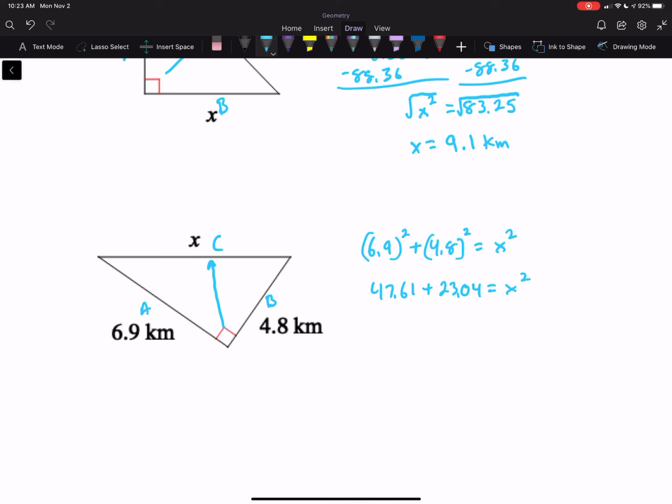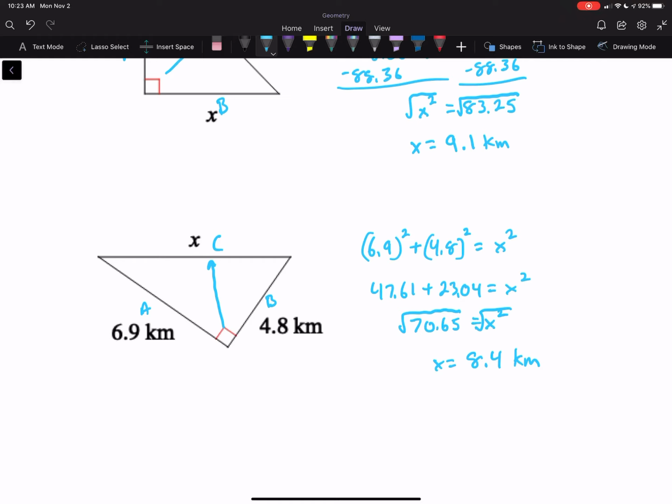So add those two together. 47.61 plus 23.04, and you get 70.65 equals x squared. Now I'm going to do my radical, my square root, and I'm going to see that x is equal to 8.4. This is also kilometers.